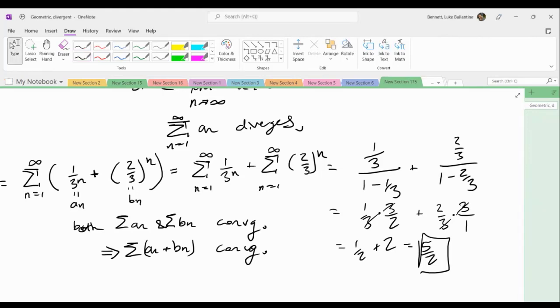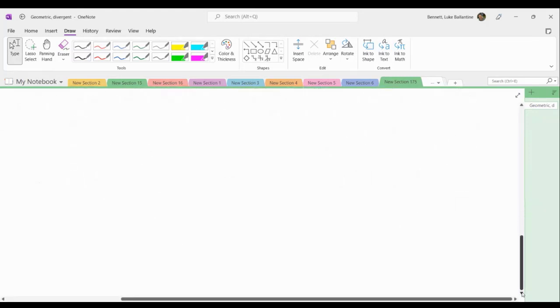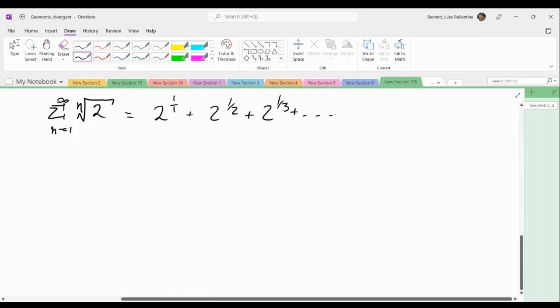So next problem. Okay, this one's nice. We have the summation n ranging from 1 to infinity of the nth root of 2. So this is like saying we have 2 to the 1 over 1 plus 2 to the 1 over 2 plus 2 to the 1 over 3. Does this converge or diverge? Well, we're going to find out. So a_n equals 2 to the 1 over n.